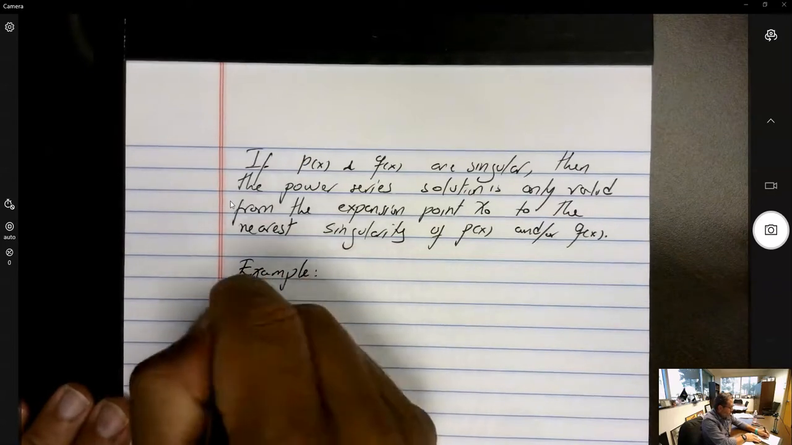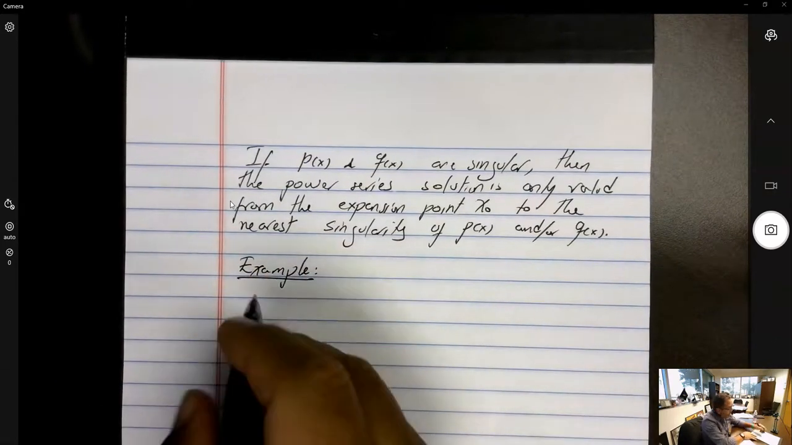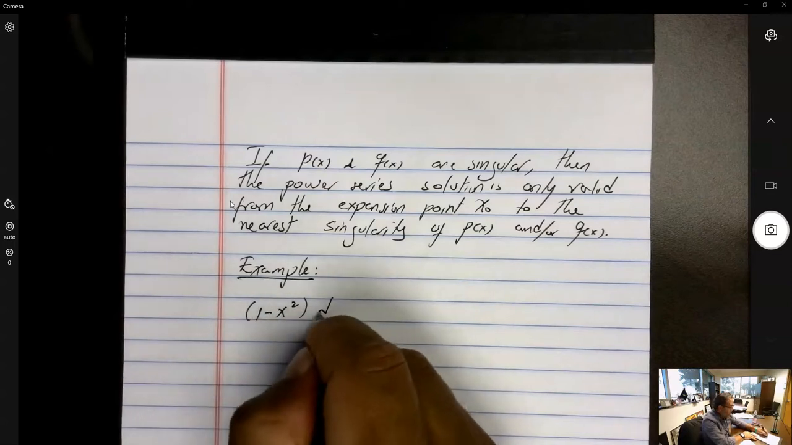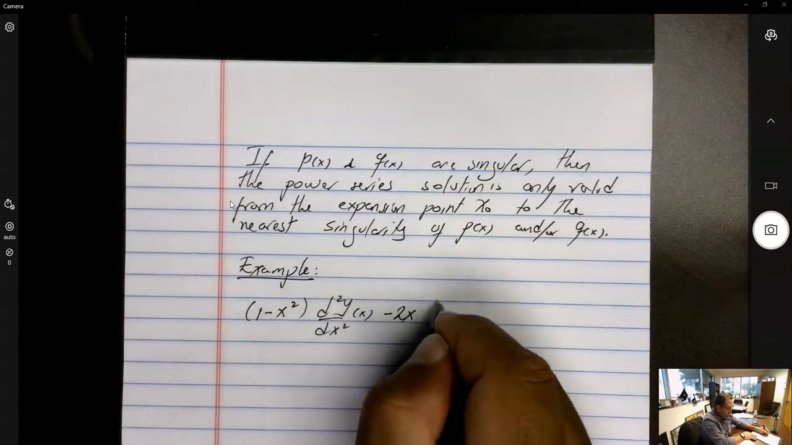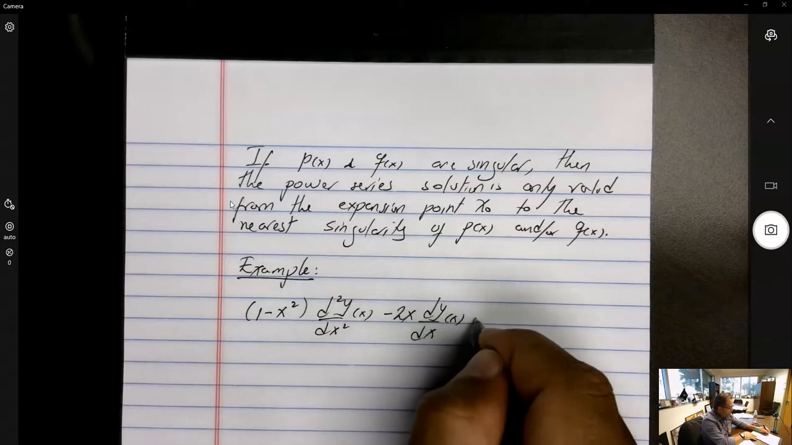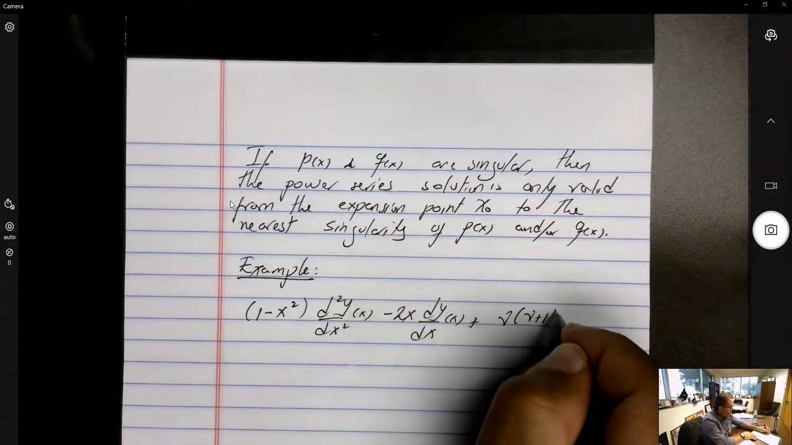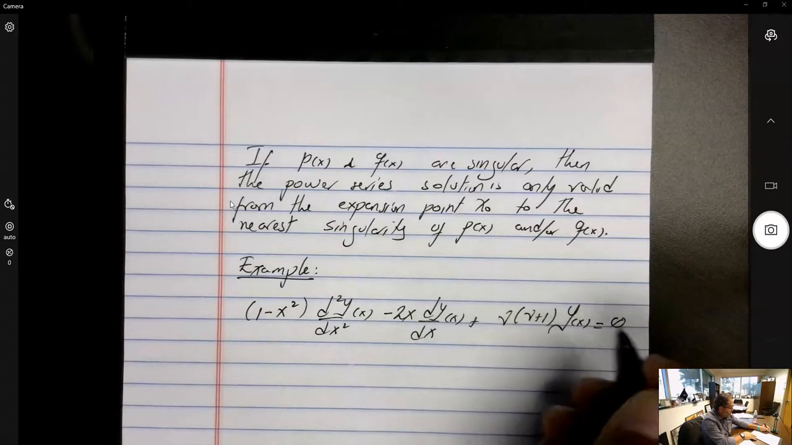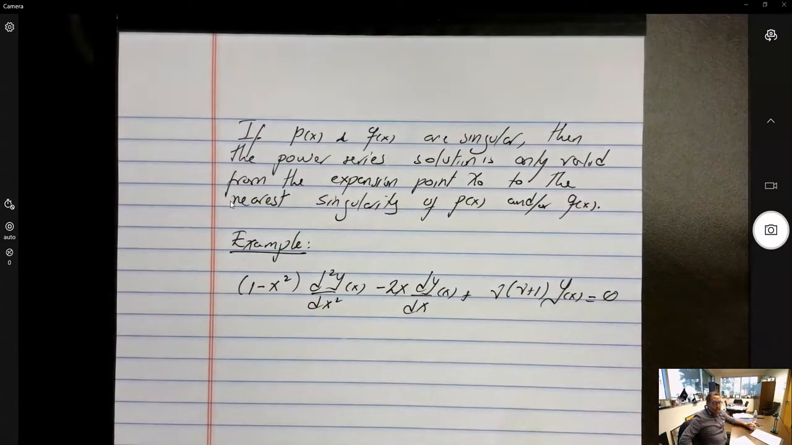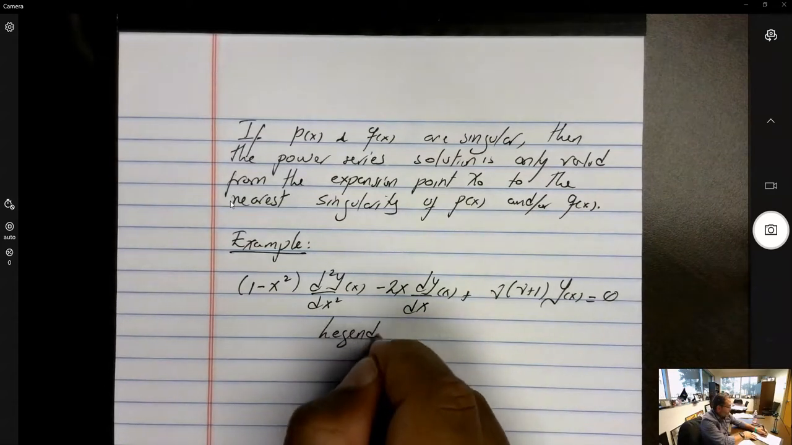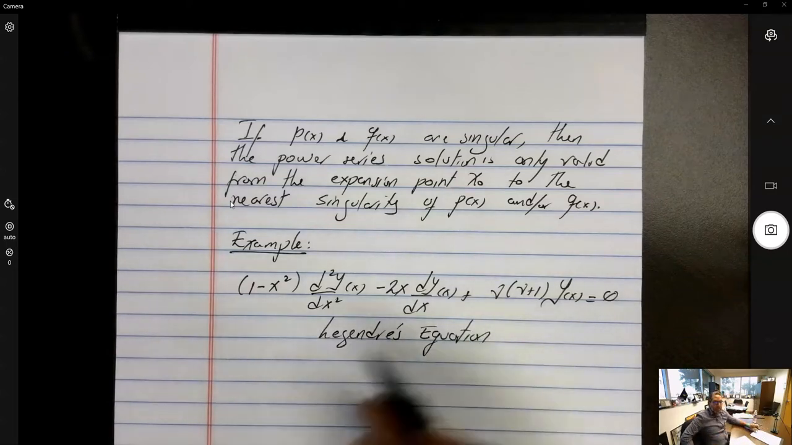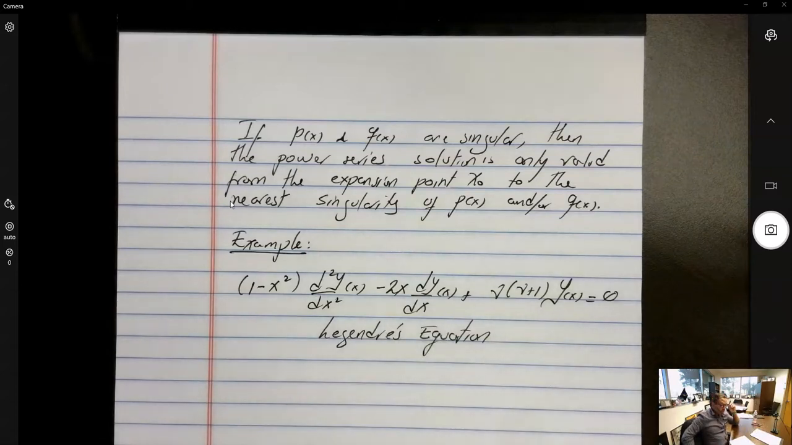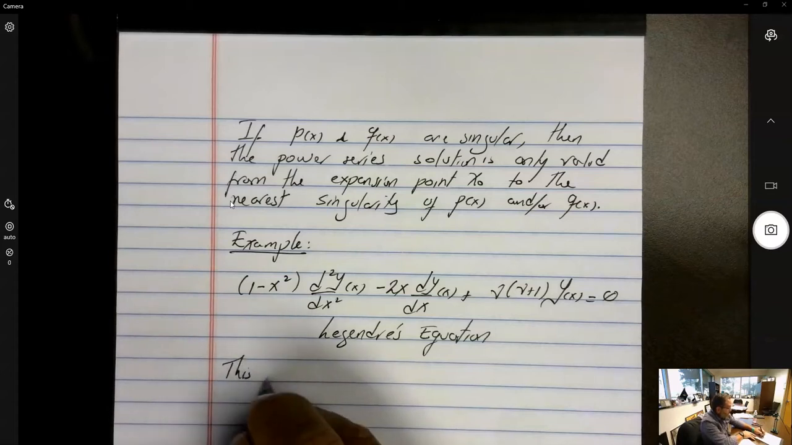to attempt the following. Let's look at an example of a very relevant equation that looks like this. Minus 2x dy dx plus nu times nu plus 1 y of x is equal to 0. Okay, so that strange looking equation is called Legendre's equation. You can come up with your own equation or just add your coefficients there, arbitrarily. However, this one is not an arbitrary equation.